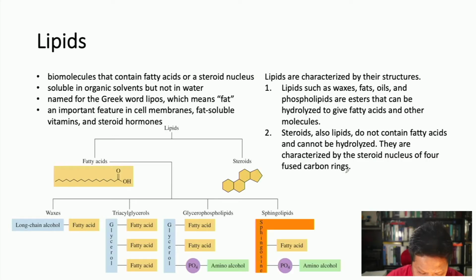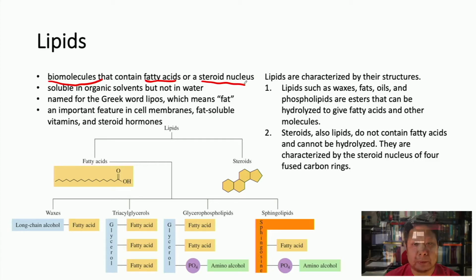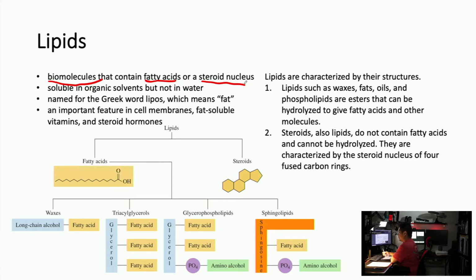So what are lipids? Well, lipids are biomolecules that contain fatty acids or steroid nucleuses. If you recall from the very beginning of the semester, I mentioned that there were 3 biomolecules that we were going to go over: the sugars, the lipids, and the amino acids / proteins, right? And so this is the lipids we're talking about today.